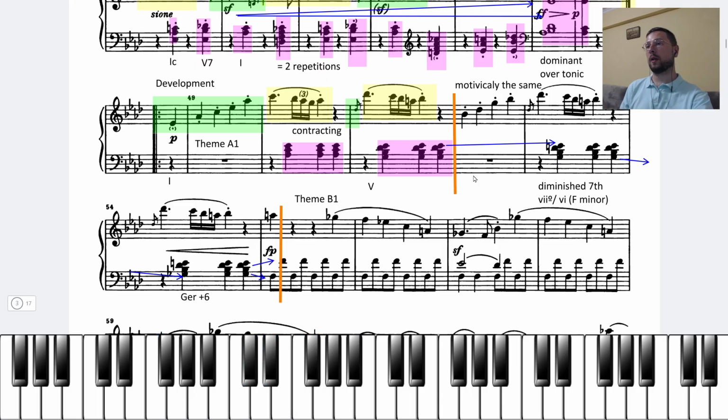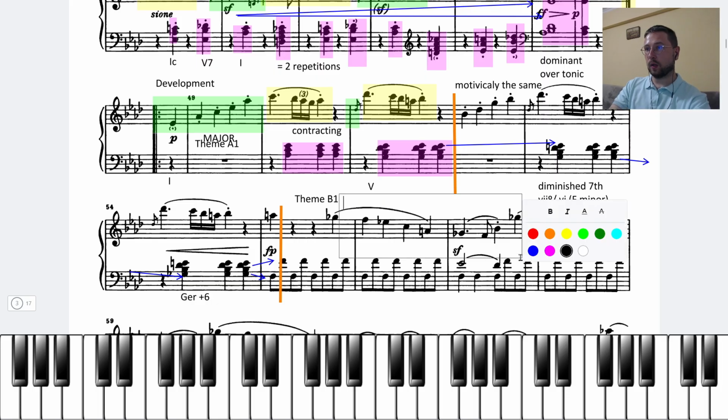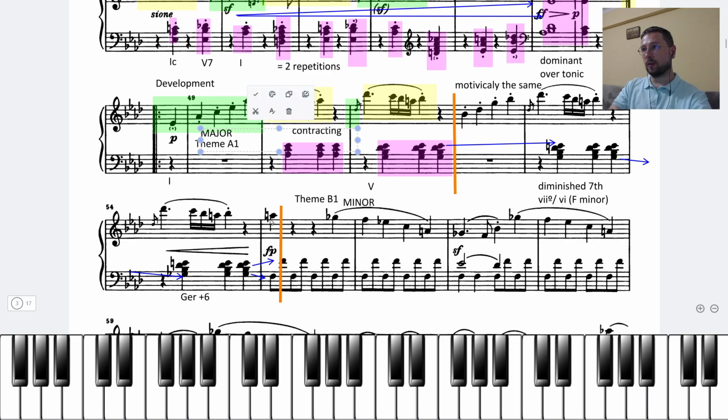Right? And that second B1 theme, it's directly tied with that. Furthermore, this theme was originally in minor, and now it becomes major. Whereas this theme was originally in major, it now becomes minor. So it's kind of the inversion of the roles that you would have in terms of keys. That becomes major, and the major one becomes minor.